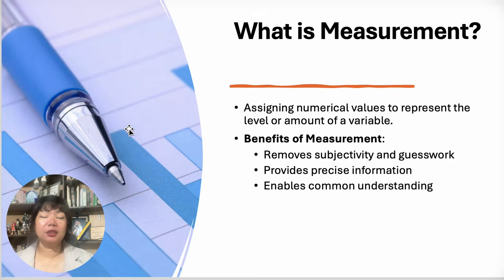And then sa measurement naman. Measurement is the process of assigning numbers to a variable to indicate the level, amount, or intensity of that variable. Let's say kung ano gina-measure in a systematic way. So sa research, we measure variables to quantify them. So turning qualities into numbers so we can analyze them statistically.